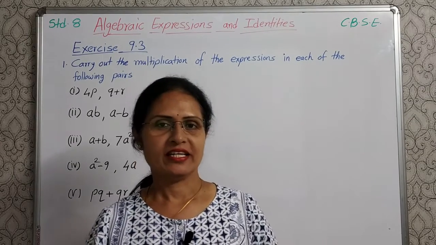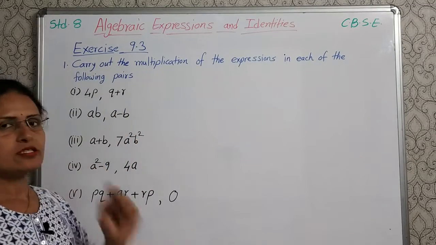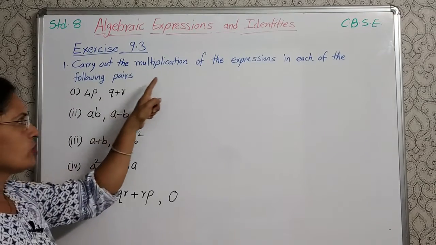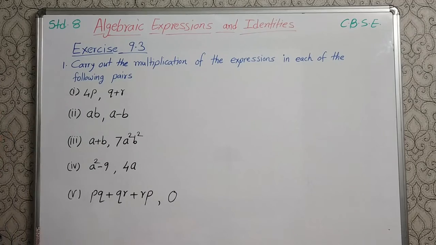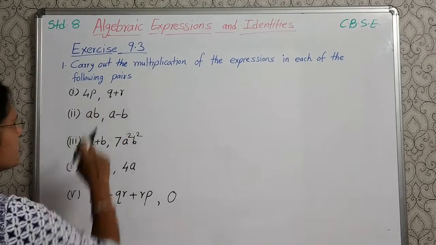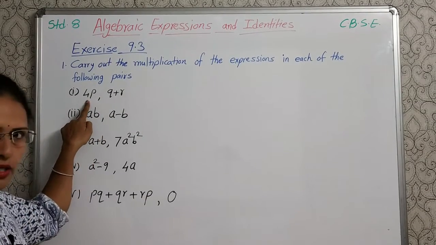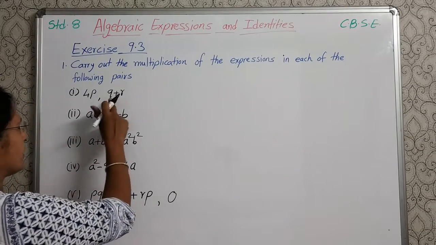I am Nilima Patil. In this video, we are going to solve exercise 9.3. First question, carry out the multiplication of the expressions in each of the following pairs. First, 4p and q plus r. The two expressions are given here. One is a monomial and the other is a binomial. Let us multiply these two.